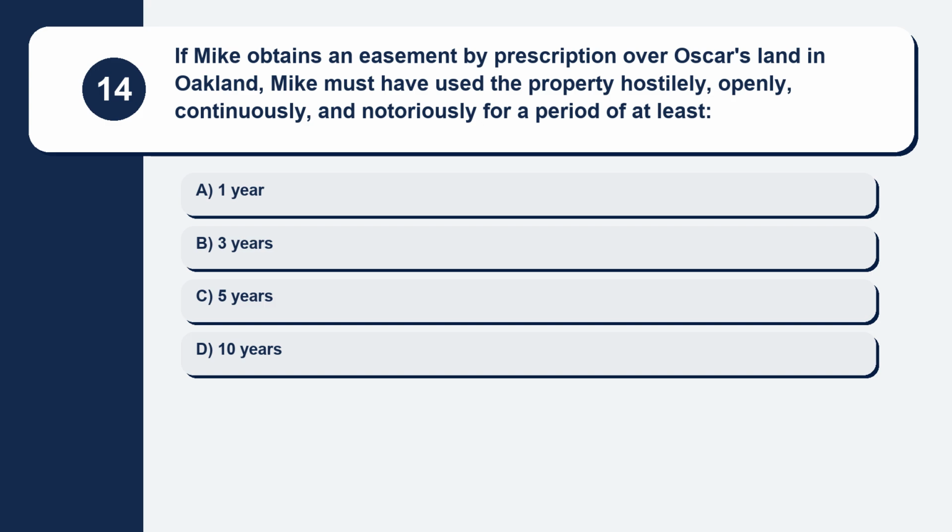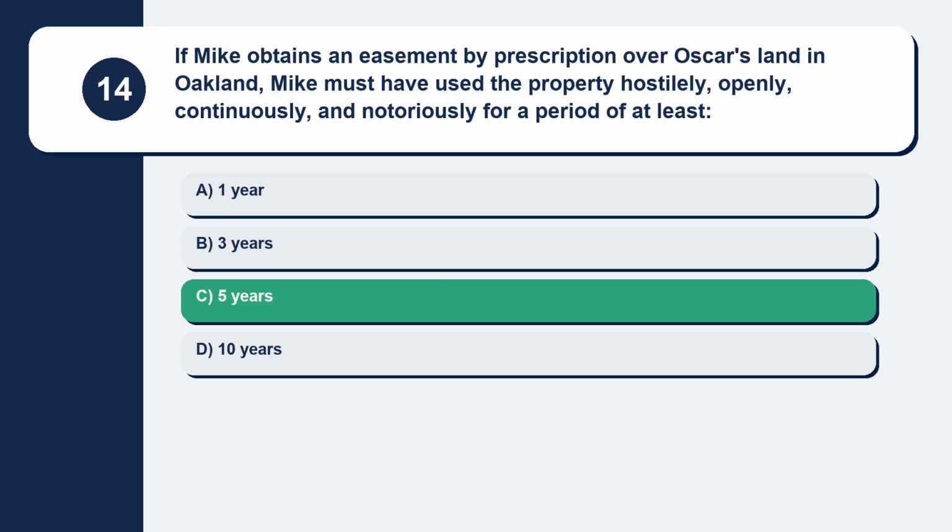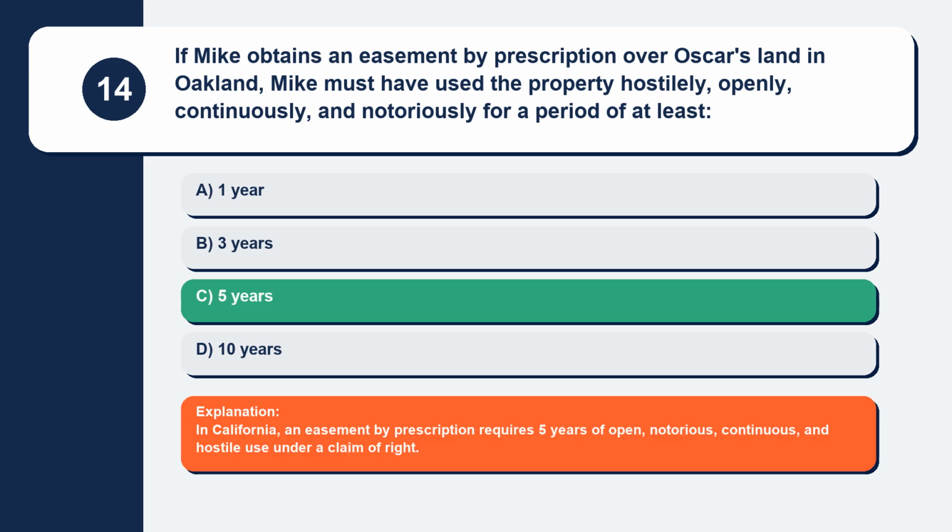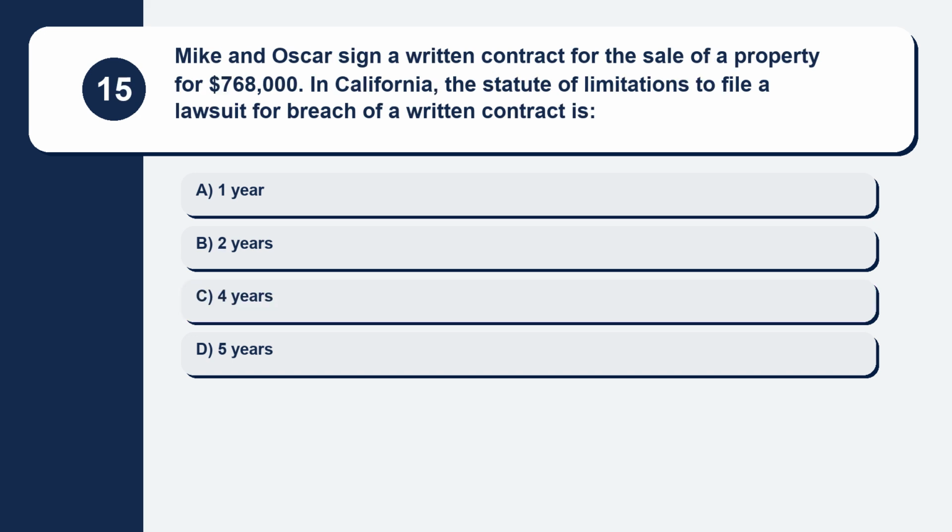Question 14. If Mike obtains an easement by prescription over Oscar's land in Oakland, Mike must have used the property hostilely, openly, continuously, and notoriously for a period of at least. Here are your options. Option A, 1 year. Option B, 3 years. Option C, 5 years. Option D, 10 years. The correct answer is option C, 5 years. Explanation: in California, an easement by prescription requires 5 years of open, notorious, continuous, and hostile use under a claim of right.